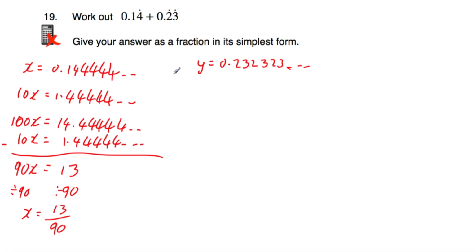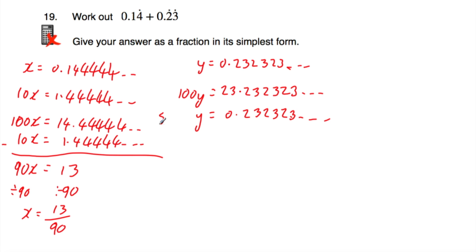So we've got what y is, and that's great because we've got the recurring bit after the decimal point. So let's just multiply this by 100. So that'll be 100y is equal to 23.232323 and so on. So we've got what y is and we've got what 100y is. So let's write the y beneath it. So that's our 0.232323 and so on. And what's great is if we take them away from each other, the bit after the decimal point will cancel out. So we're left with 100y take away y would be 99y. And on the right hand side we have 23.232323. We take away 0.232323. So we're just left with 23.